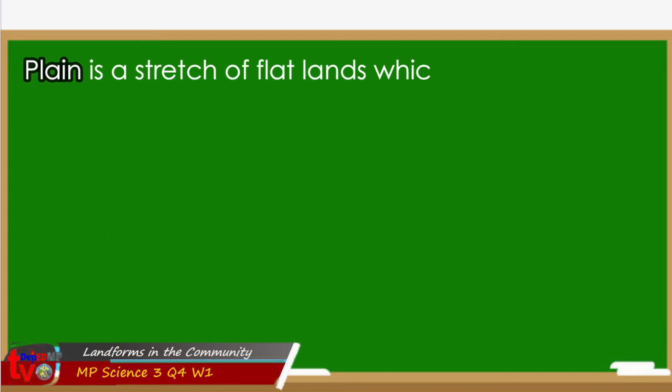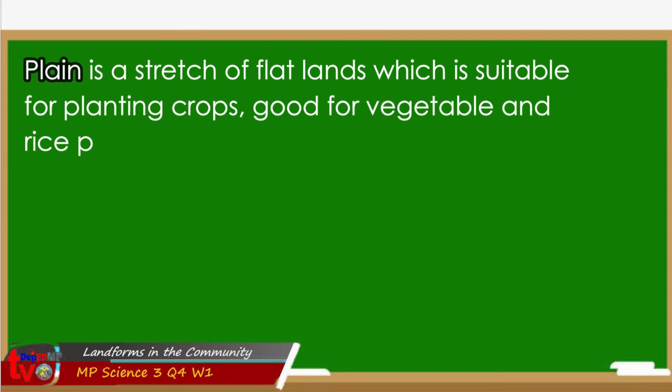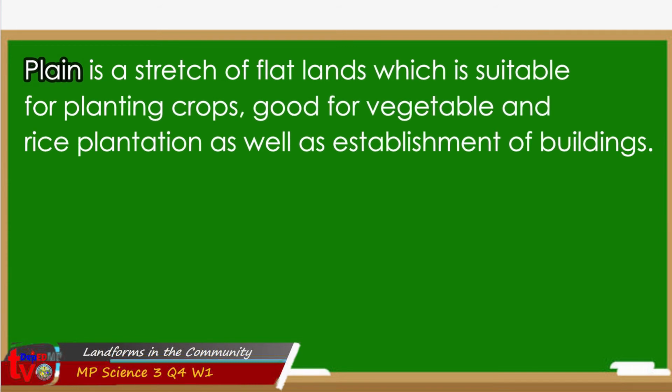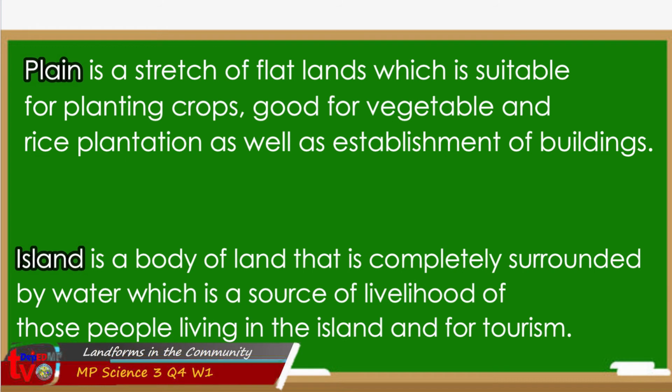Plain is a stretch of flat lands which is suitable for planting crops, good for vegetable and rice plantation, as well as establishment of buildings. Island is a body of land that is completely surrounded by water, which is a source of livelihood of those people living in the island and for tourism.